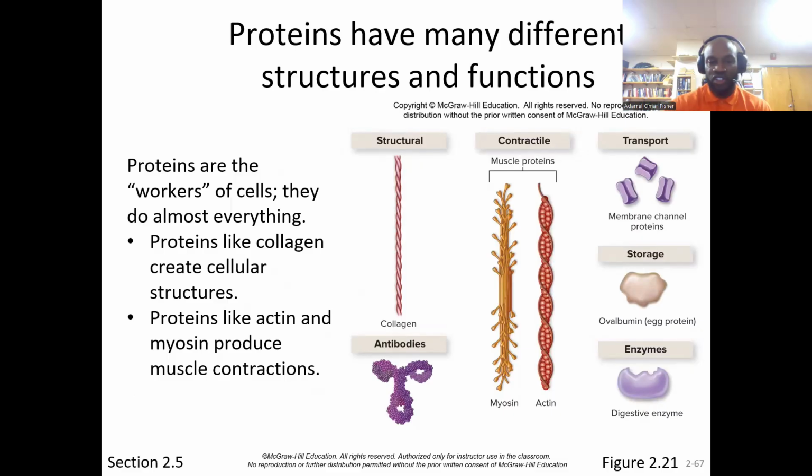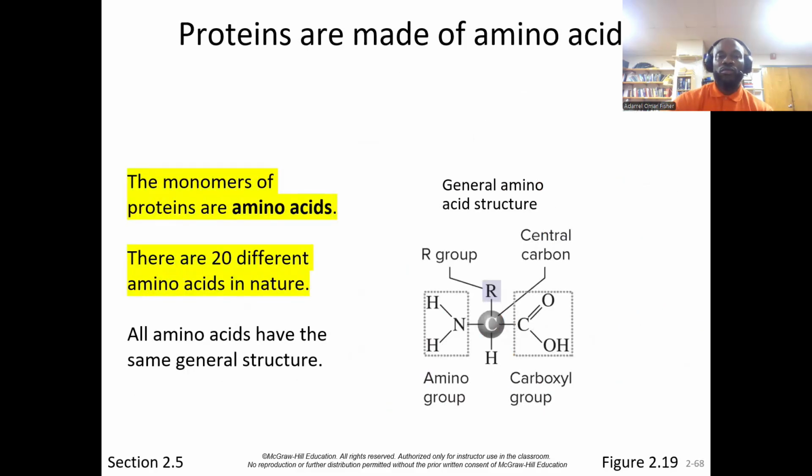Proteins have many different functions, do different things in the body. Structural muscle is made up of protein. Egg protein, digestive enzymes are proteins. Antibodies are proteins. The monomers of the protein are the amino acids. There are 20 different amino acids in nature. That's what amino acids are, what come together to make proteins.